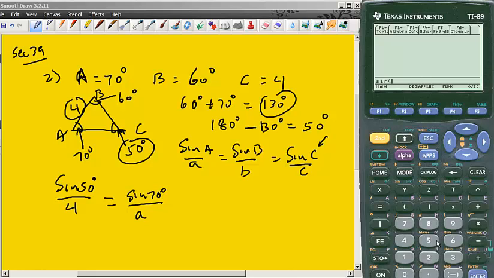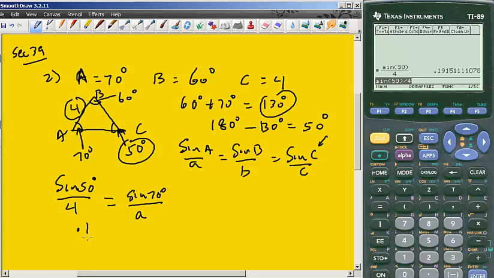So sine of 50 degrees, and then we're going to divide that by 4 and find the answer. And then what we have here is 0.1915 is equal to sine of 70 degrees is to A. Okay, so let's go find sine of 70 degrees.